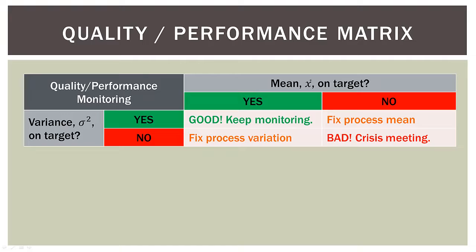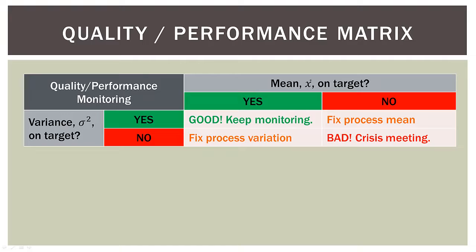But let's say the mean is off target, so no, but the variance is okay. So in that case, we would try to fix the process mean, because the variance is okay. So the width of the distribution is correct, but its location side to side is wrong.